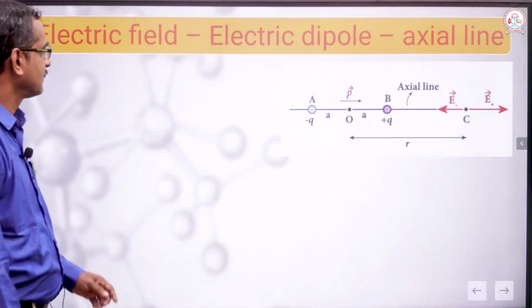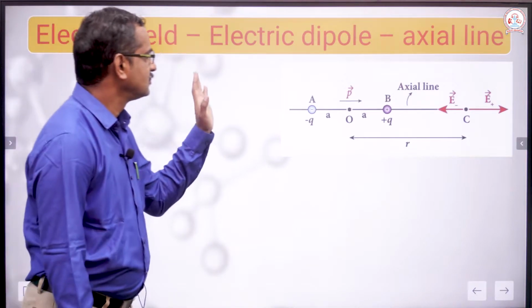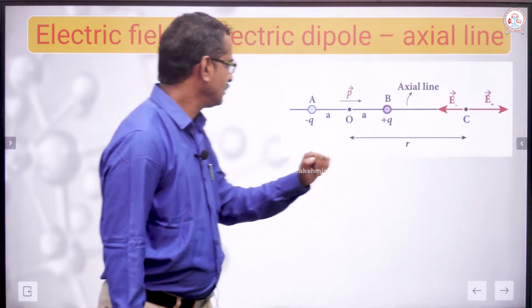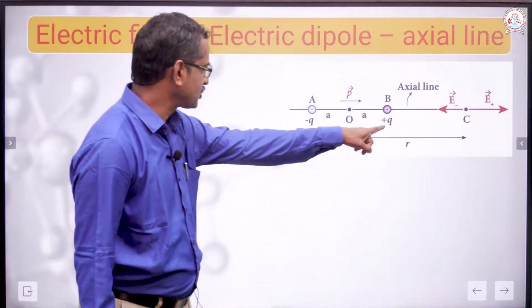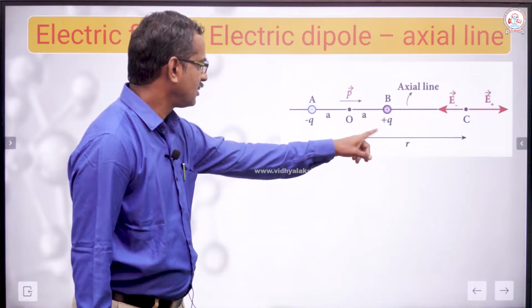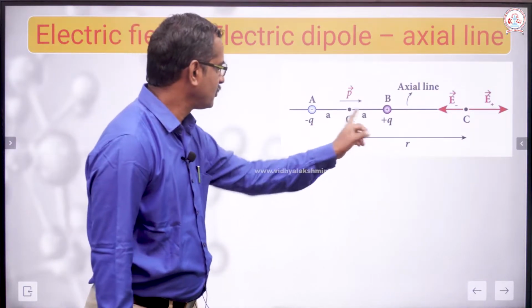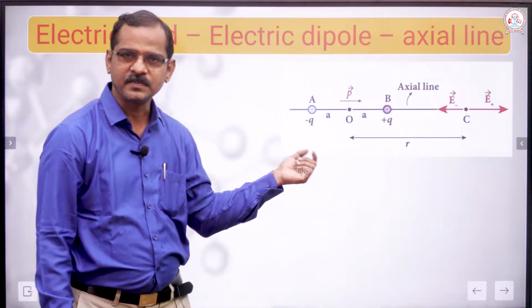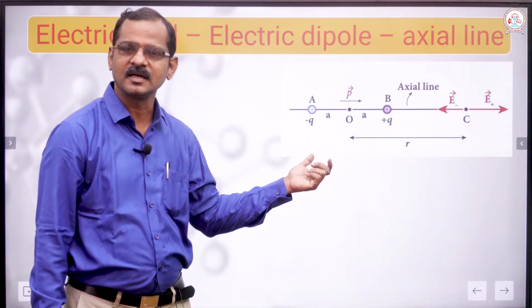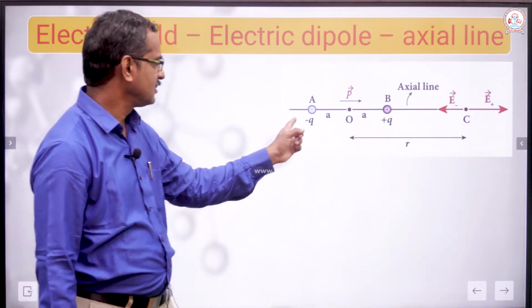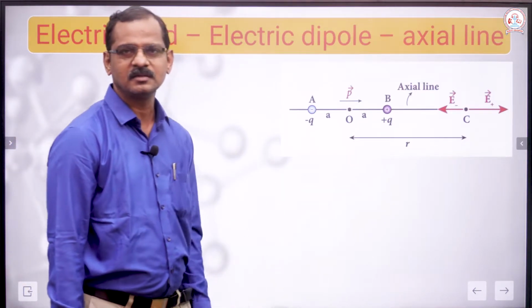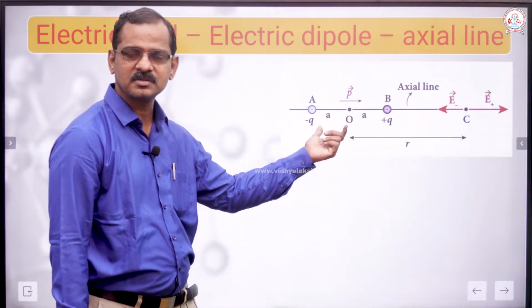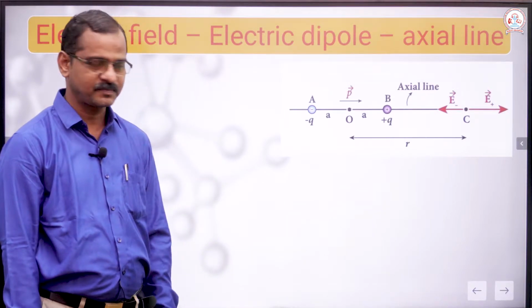This topic is about electric field due to an electric dipole along the axial line. Minus q charge is here, plus q charge is here. Two equal and opposite charges separated by a small distance constitute an electric dipole. The product of one of the charges and the distance between the two charges gives the electric dipole moment.